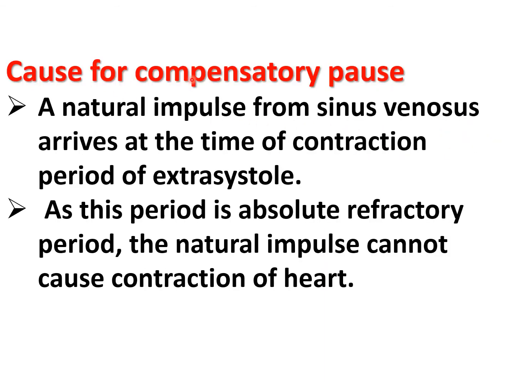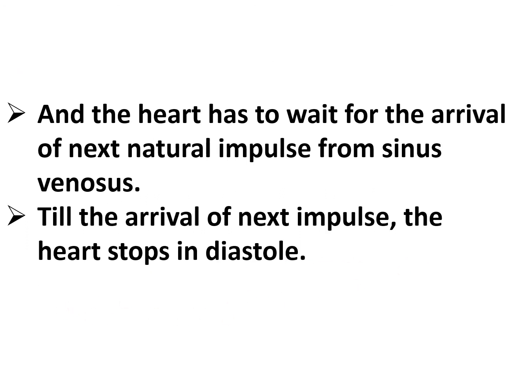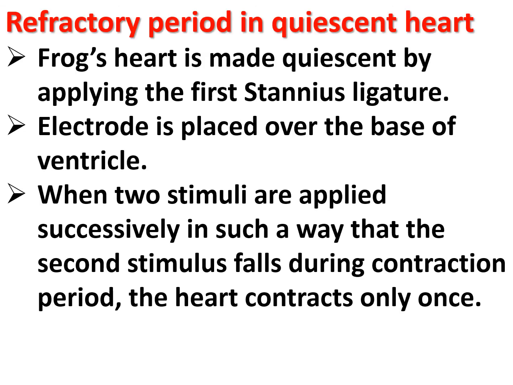Then what are the causes for the compensatory pause? A natural impulse from the sinus venosus arrives at the time of contraction period of extrasystole. As this period is absolute refractory period, the natural impulse cannot cause the contraction of the heart. And the heart has to wait for the arrival of the next natural impulse from the sinus venosus. So till the arrival of the next impulse, the heart stops in the diastole.